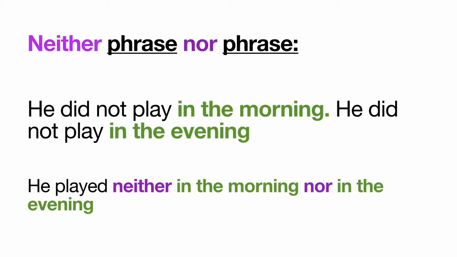Next, neither phrase nor phrase. See the example, he did not play in the morning, he did not play in the evening. Both these phrases are different, in the morning, in the evening. So we will put neither before in the morning and nor before in the evening. So the sentence will be: he played neither in the morning nor in the evening. Actually, this is simple past tense. Play is changed into played and did not is replaced by neither nor.